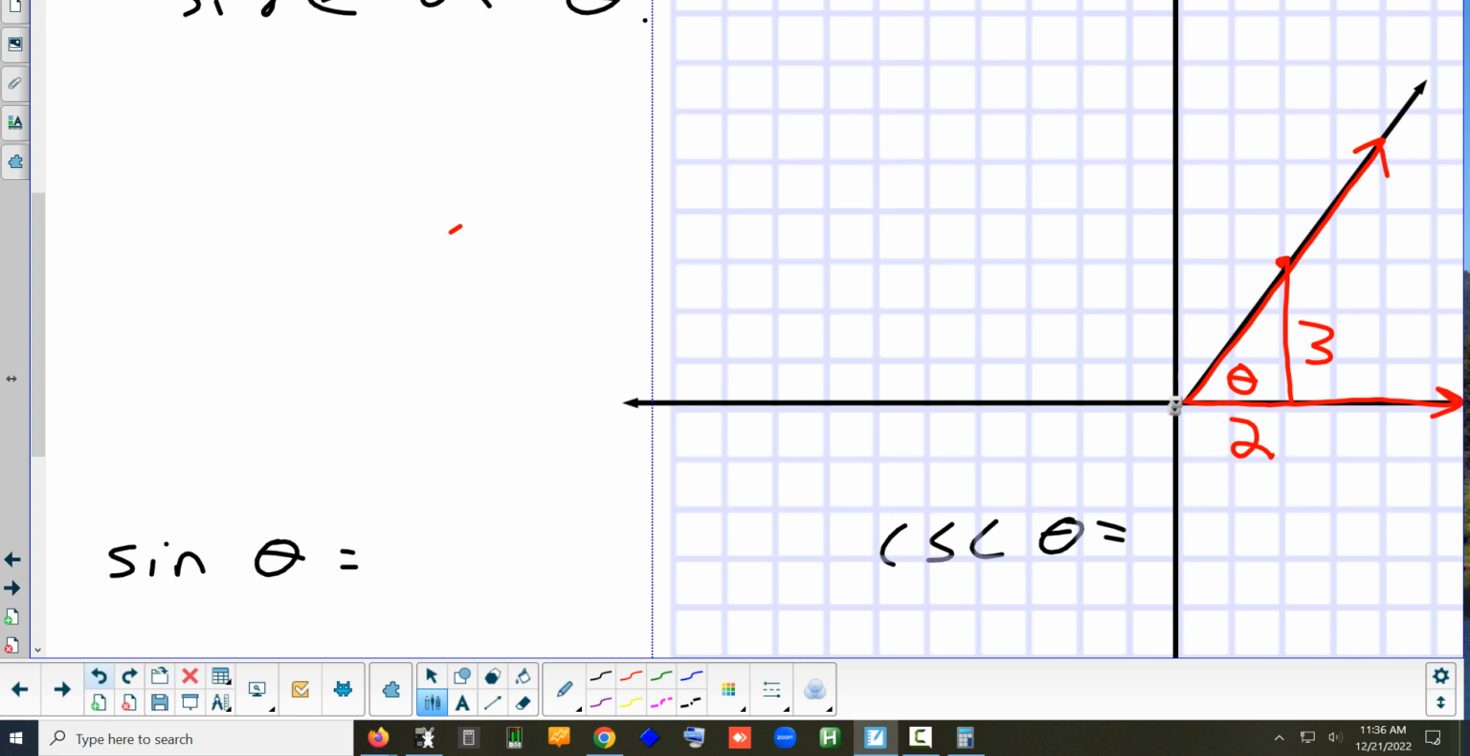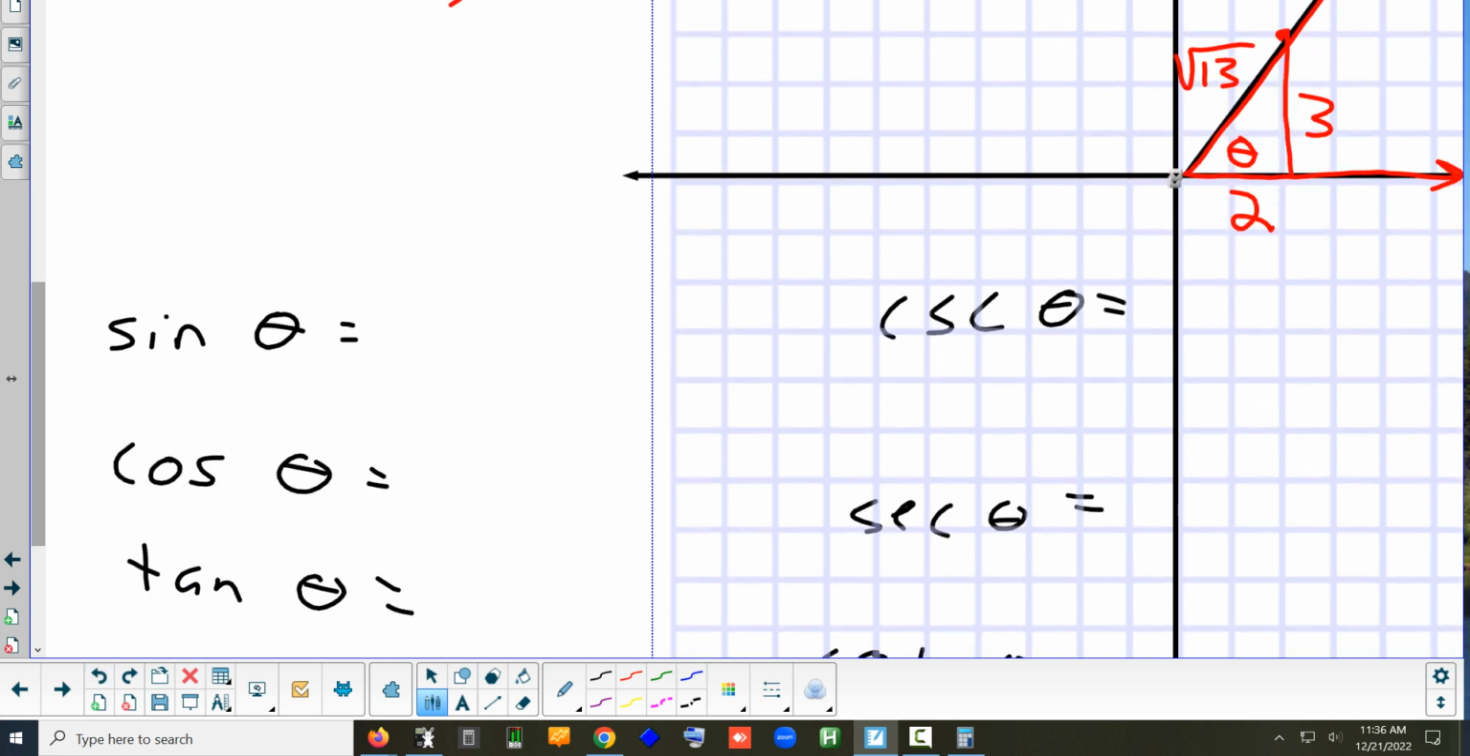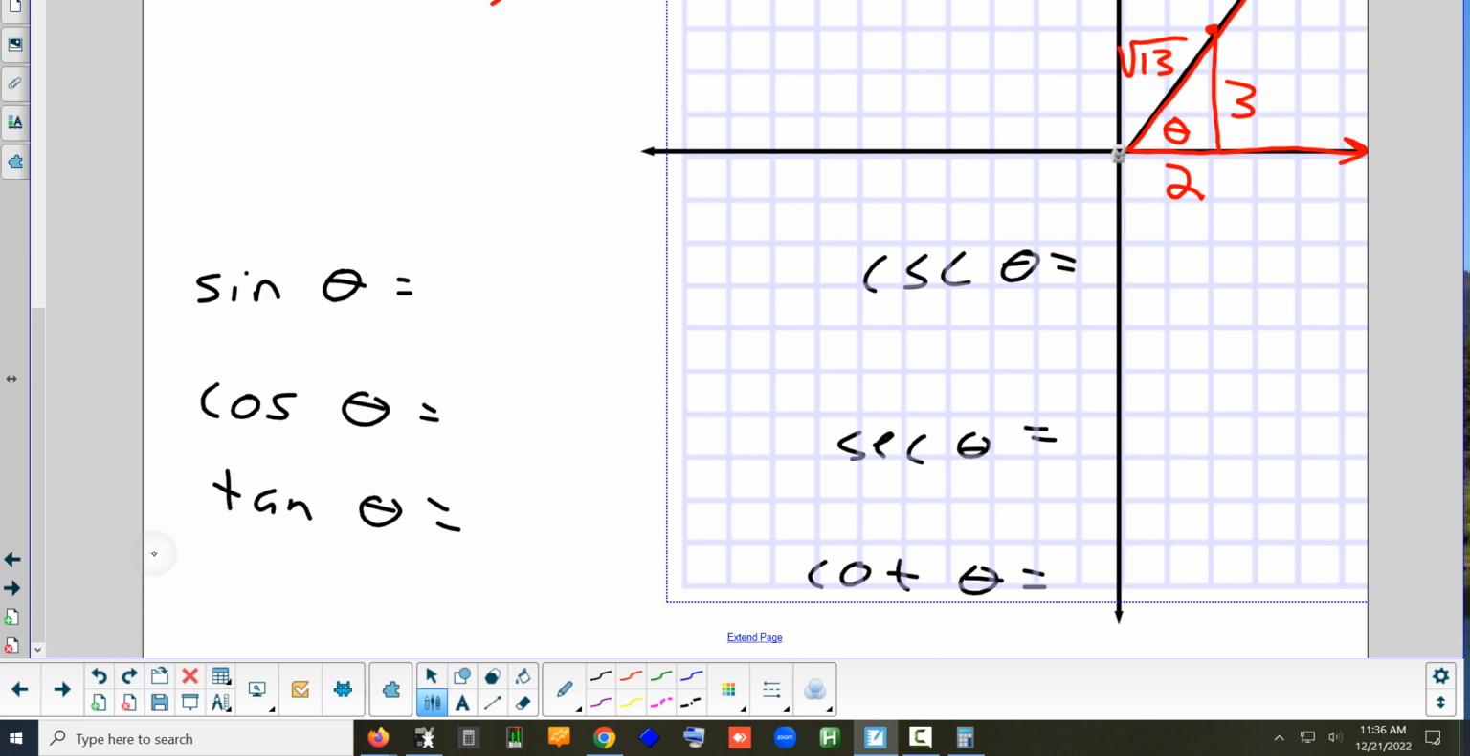And what would my hypotenuse be? Square root of 9 plus 4, which is square root of 13. Yep. And you're just doing what we did yesterday. So what's the sine in that one? So 3 root 13 over 13.